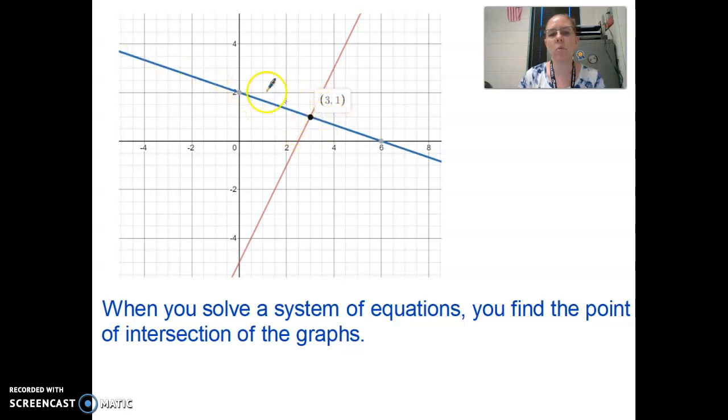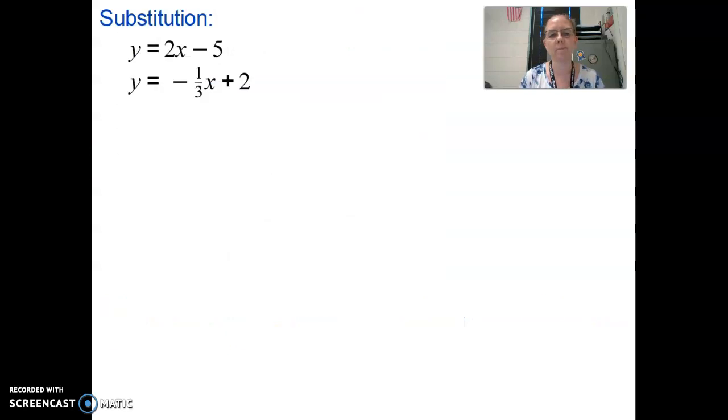Remember, the blue points, every point on there makes that blue equation true. The red points, every point on there makes the red equation true, and that black point makes the blue one and the red one true simultaneously. So that is the answer because it makes both equations true. And the answer is a point, x comma y, in this case 3 comma 1.